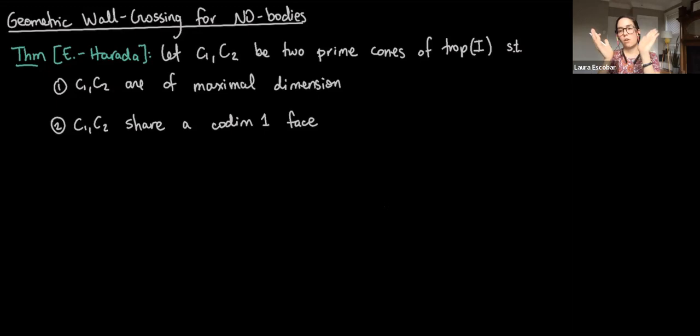So in particular, let's suppose I have two adjacent prime cones, and each of them gives us a Newton-Okounkov body. For two adjacent ones, how does the Newton-Okounkov body change as you go from this one to that? So using this way of encoding Newton-Okounkov bodies into the tropicalization, or into a fan, we answered how they change as you go from one prime cone to another when they're adjacent. So let's take two prime cones, C1 and C2, of the tropicalization, such that they're both of maximal dimension, and they share a codimension one face.